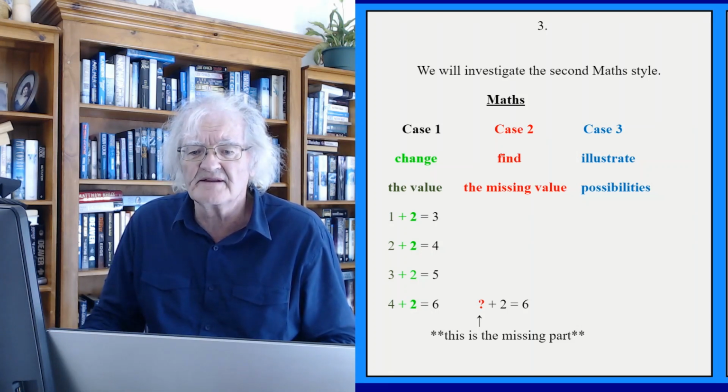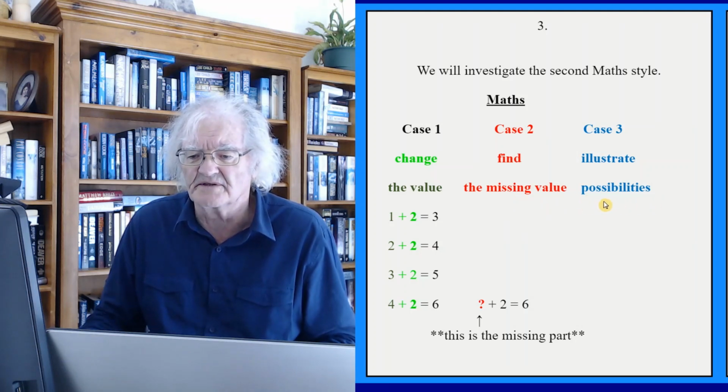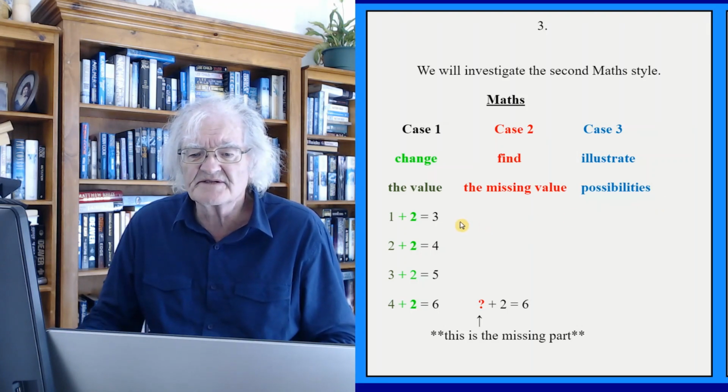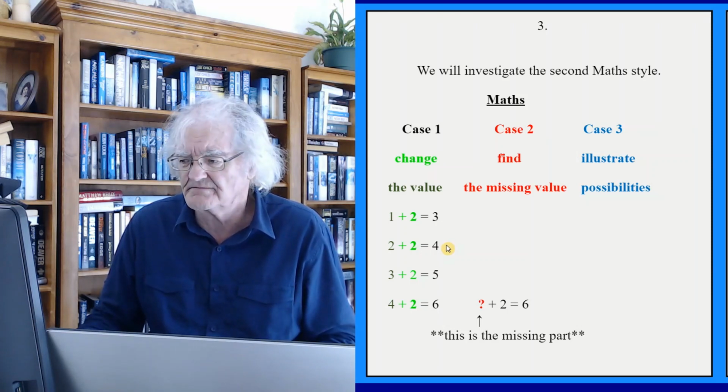Now, you'll remember that in the last lesson I indicated that maths consists of 3 flavours. Case 1, where you change the value of something. Case 2 is where you find the missing value in a scenario. And case 3, you illustrate all possibilities that are related. So here were examples of the case 1. 1 plus 2 is 3, 2 plus 2 is 4. The change is adding 2.